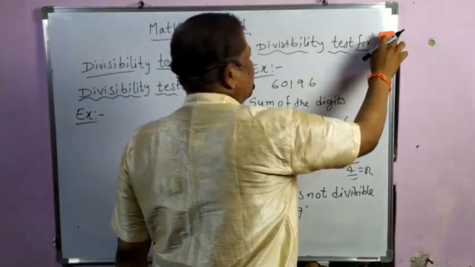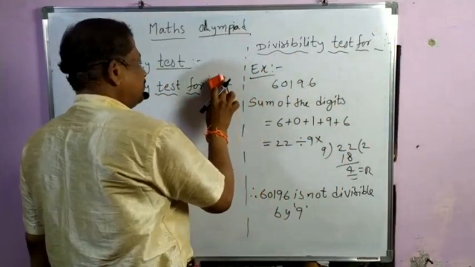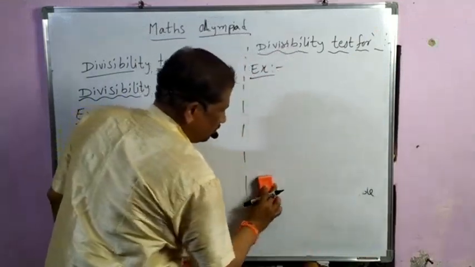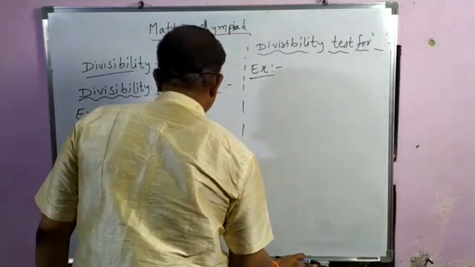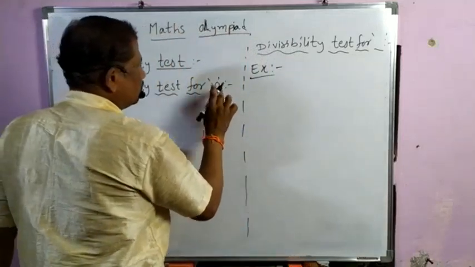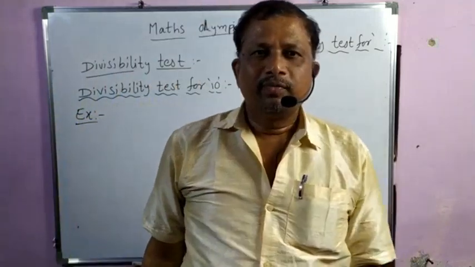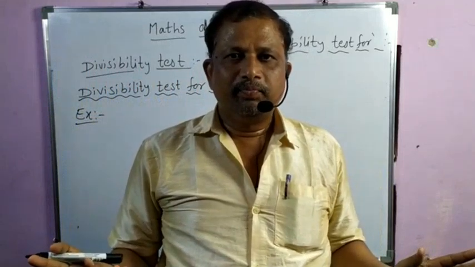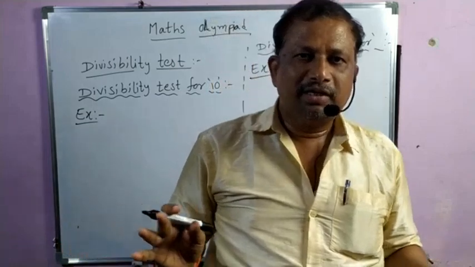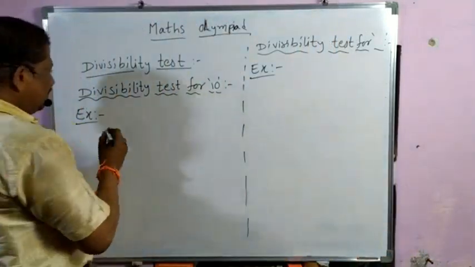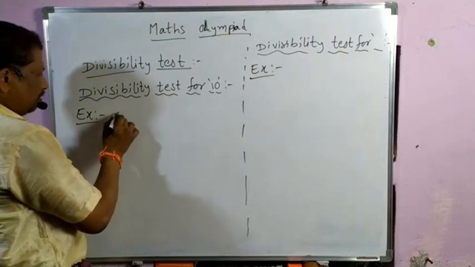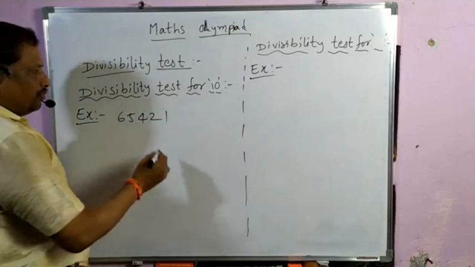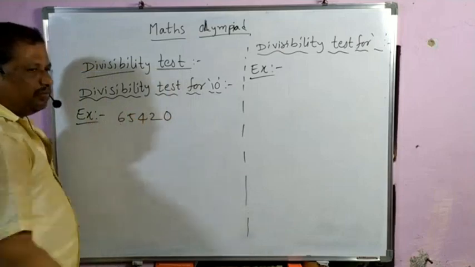What is the divisibility test for 10? The divisibility test for 10 is very simple. If the number has 0 in its unit place, then it is divisible by 10. If the unit place or last digit is 0, then it is divisible by 10. Very simple. So, taking one example, we will see that one. 65421. If we take a 0, then it is divisible by 10. Otherwise, it is not divisible.